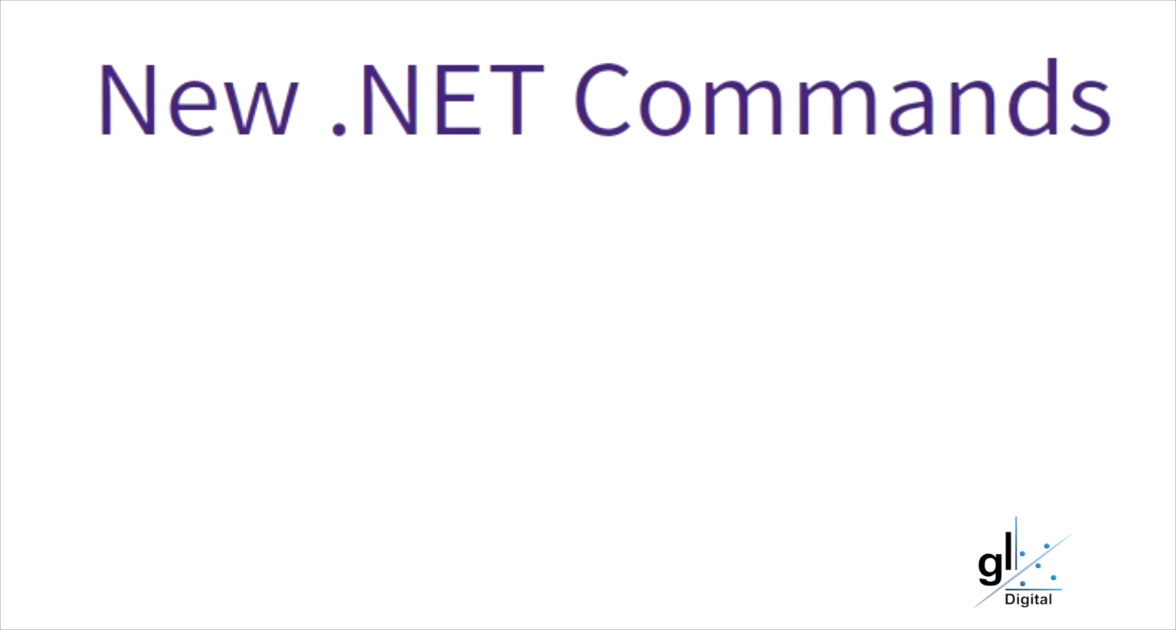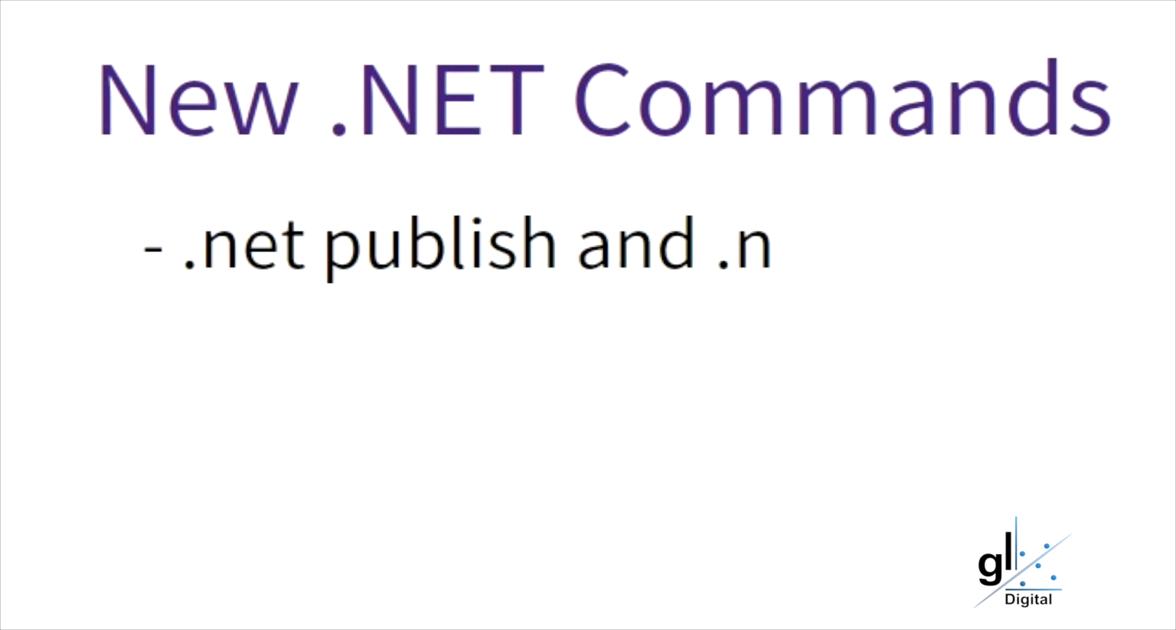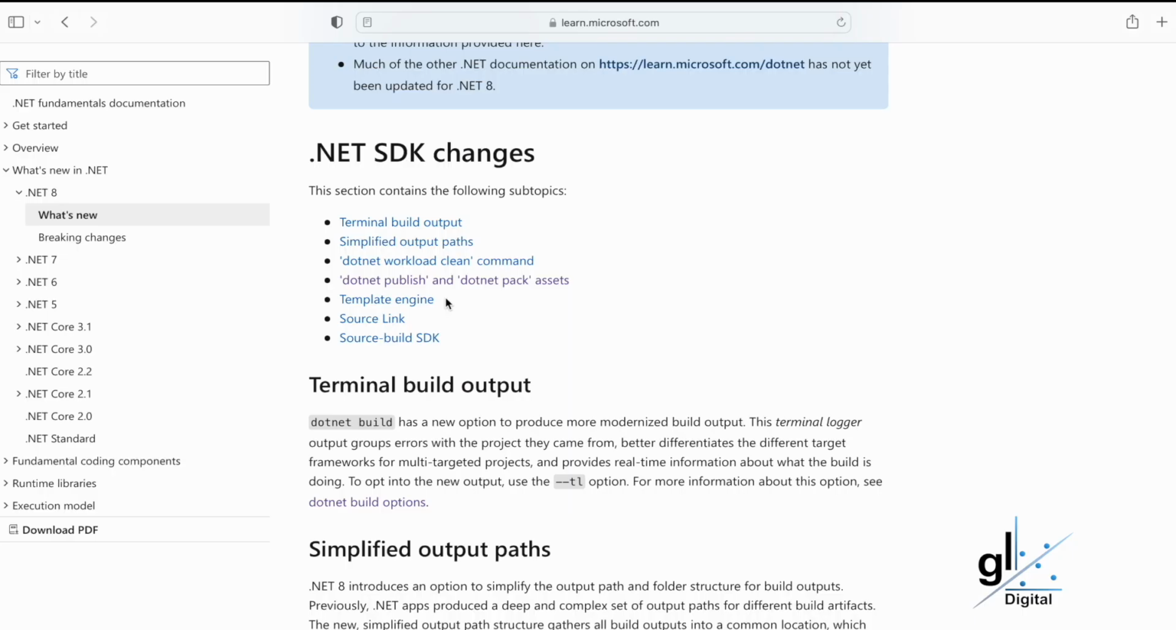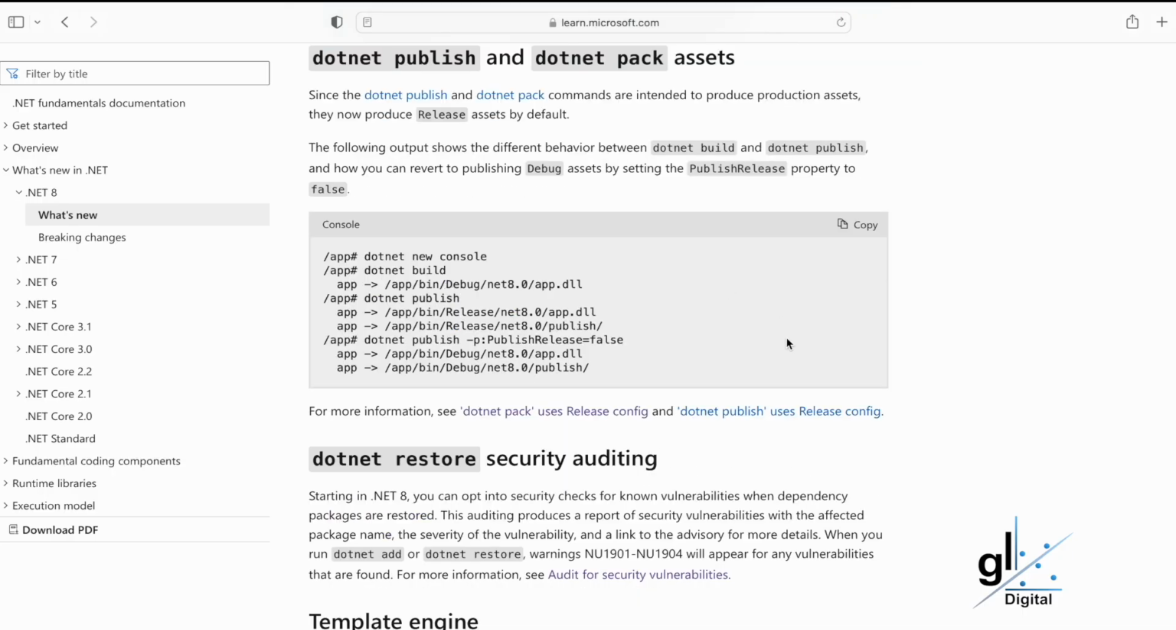The dotnet publish and dotnet pack commands. The dotnet publish and dotnet pack commands are intended to produce production assets, and they now produce release assets by default. In the previous version of .NET, this could be accomplished but with additional configuration. The relevant release assets are now produced by default when running the dotnet publish and dotnet pack commands.